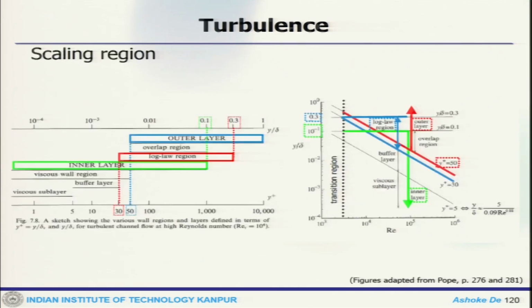So, once you put that together, there would be the inner layer, log layer, overlap region, and outer layer. These are the scaling regions. This is adapted from Pope, and one can go through the details there. This is the variation with the Reynolds number and y by delta. So, that is what you get when you look at these different scalings in the different regions of a wall-bounded shear flow. We will stop today and continue the discussion in the next lecture. Thank you.